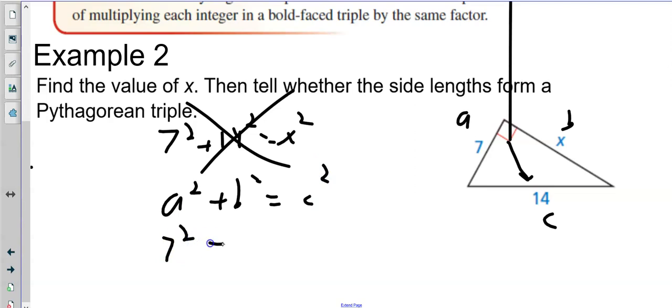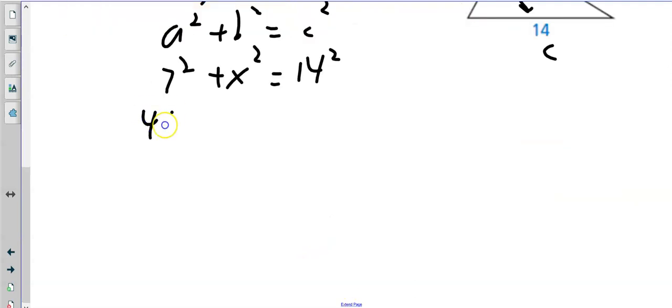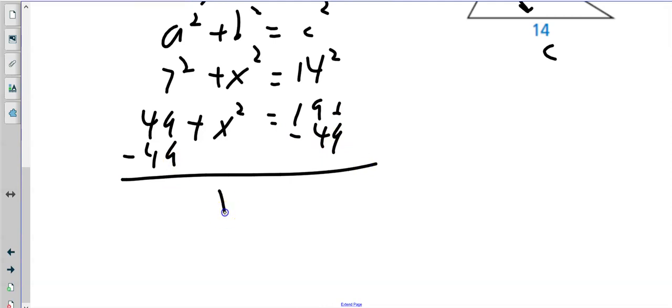Fill in what you have. We don't know this, so we leave it as a variable. We could leave it as b squared. It doesn't really matter. All right, equals 14 squared. All right, well, this is 49 plus x squared equals 196. Let's subtract 49 from both sides. That gives me x squared equals 147.